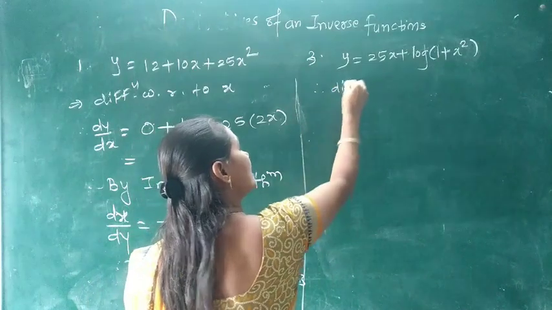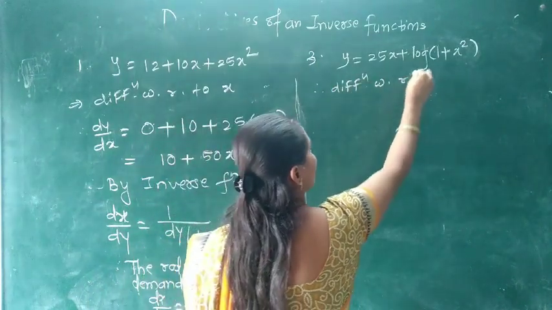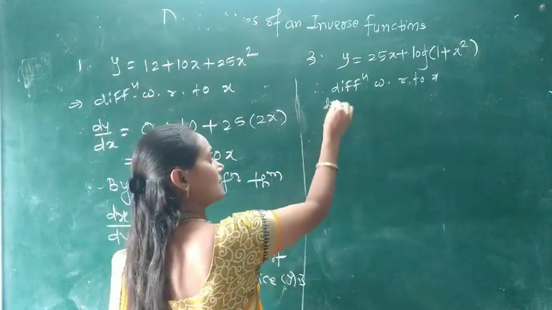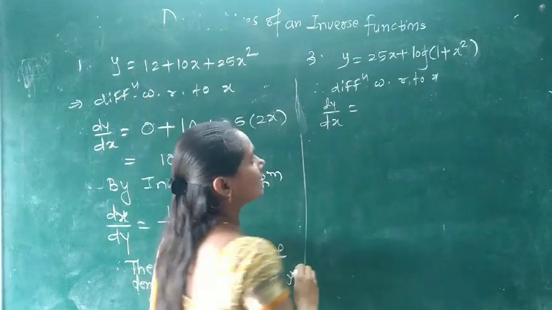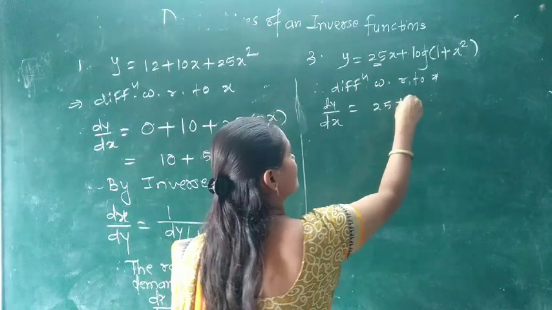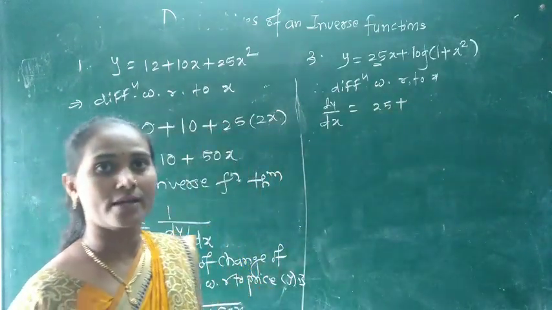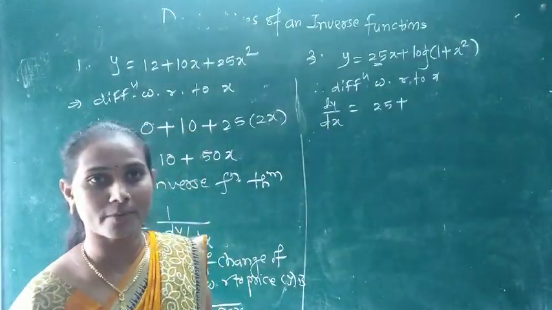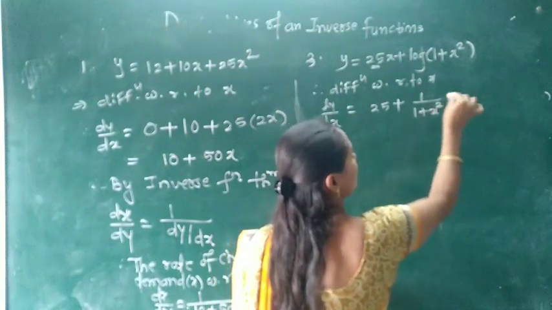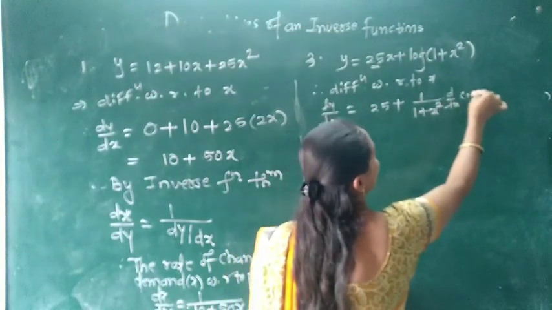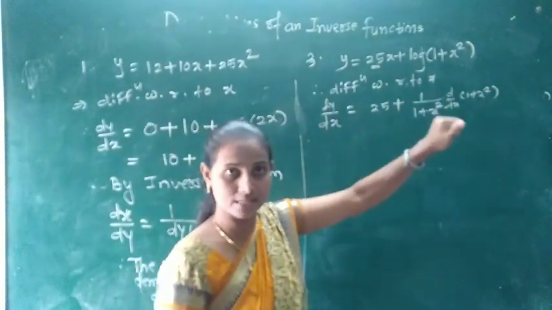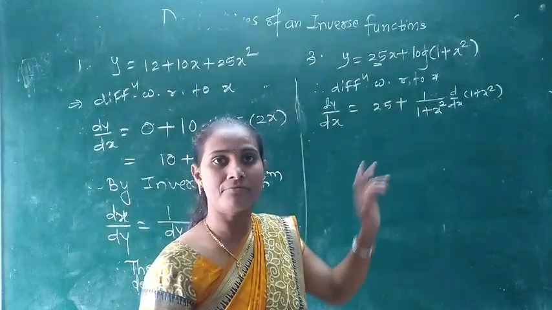Now differentiate with respect to x. Therefore, dy upon dx is equal to, again, derivative of 25x, this 25, plus log of 1 plus x square. We know the derivative of log f of x is 1 upon f of x into f dash of x. So 1 upon 1 plus x square into the derivative of 1 plus x square.